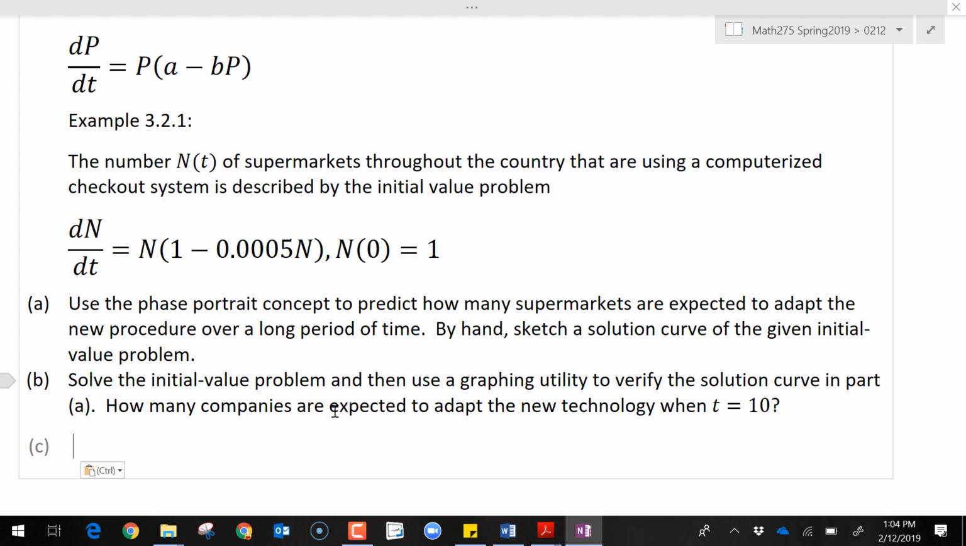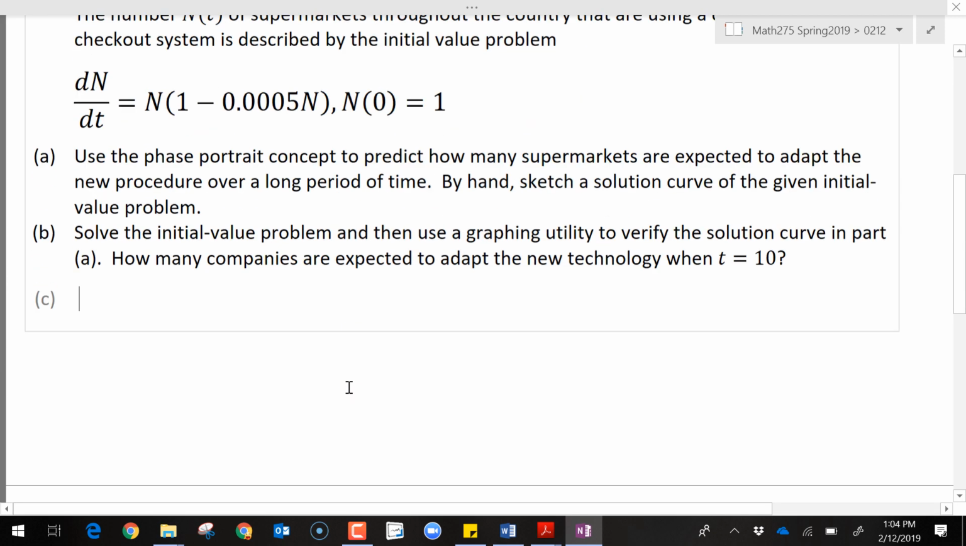And then they want us to solve for it, and then they want us to figure out how many companies are expected to adapt the new technology in 10 years. Okay, so seems pretty straightforward. Again, once you have the differential equation, the solving should be easy, right? I hope it'd be easy. So let's try it.